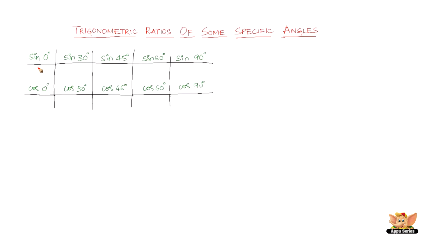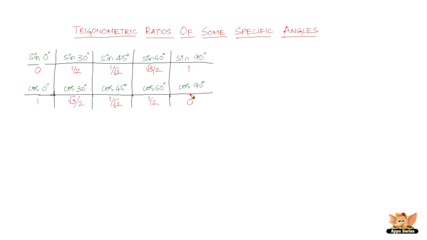So sine of 0 degrees is 0, cos of 0 is 1, the opposite. Sine of 30 is 1 by 2, cos of 30 is root 3 by 2. Sine of 45 is 1 by root 2, cos of 45 is 1 by root 2, the same. Sine of 60 is root 3 by 2, cos of 60 is 1 by 2. Sine of 90 is 1, cos of 90 is 0.